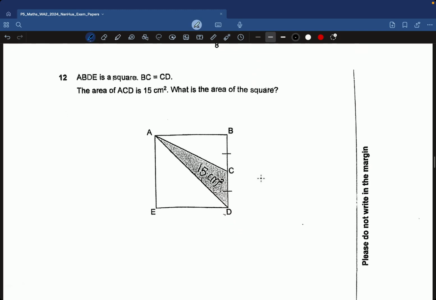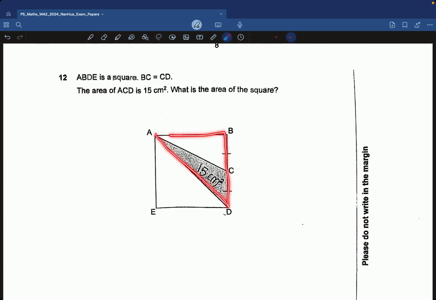Question 12. ABDE is a square, BC is equal to CD. So BC over here is equal to CD. The area of ACD is 15 centimeters square. What is the area of the square over here? All right. So the thing is that over here, it is the same. This is just half a square.